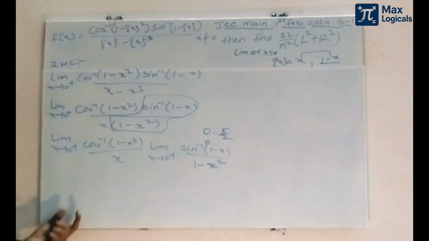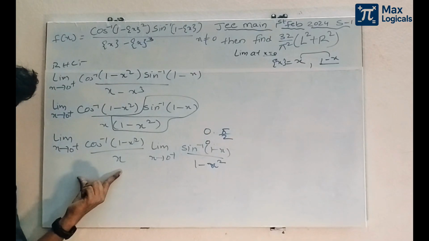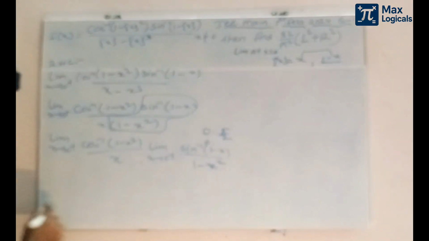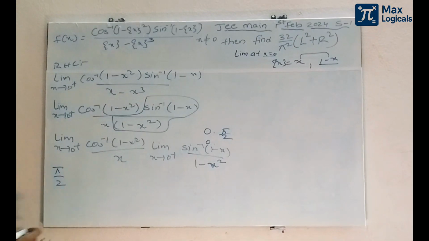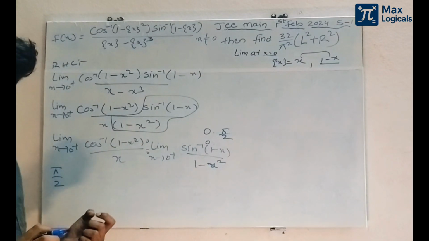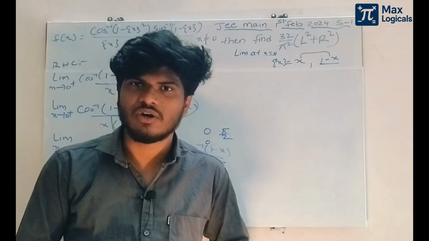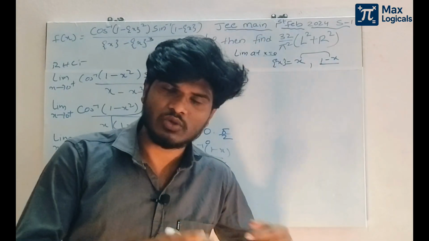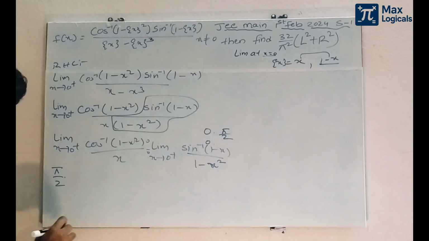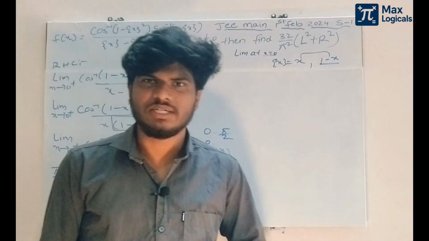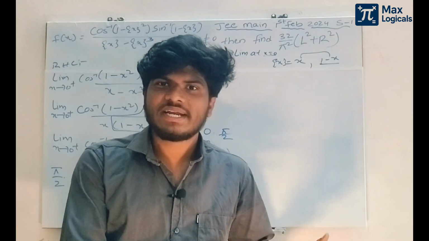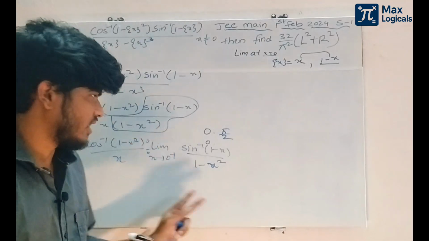Now we are finding the limit of this function. Already you know that the limit of the second function is pi by 2, and in the first, we get 0 by 0 form. The function is in the form of 0 by 0, so compulsorily we move to L'Hospital's rule. L'Hospital's rule means we take the derivative of the numerator and denominator individually.